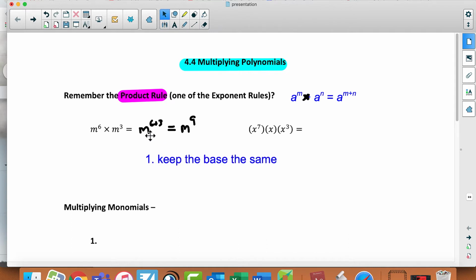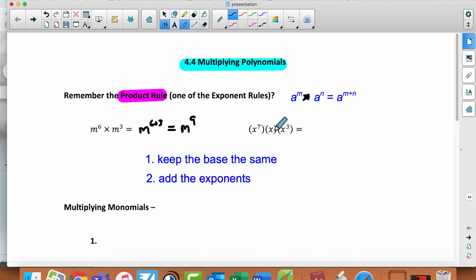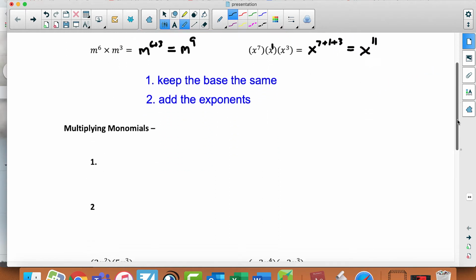You might not need them, but you keep the base the same, just like I said, and you add the exponents. So even if you have more than two things multiplied together, look, we have 3 powers here we're multiplying. You do the same thing. We have x as our base, so we keep the base the same, and we add the exponents. So what are we adding? We're adding 7 plus 1, remember that one has a 1, plus 3, and we end up with x to the 11th power. Okay, so you need to know that for what we're going to do today.